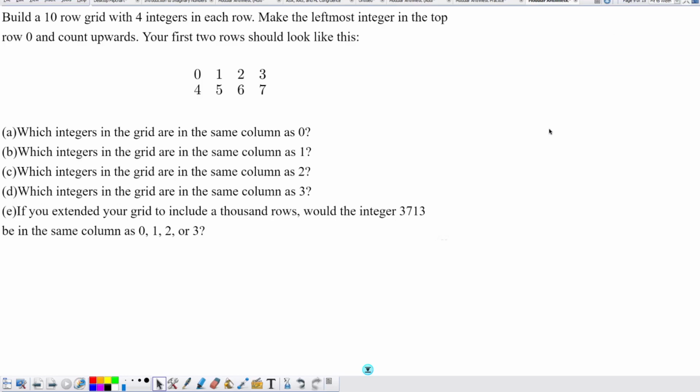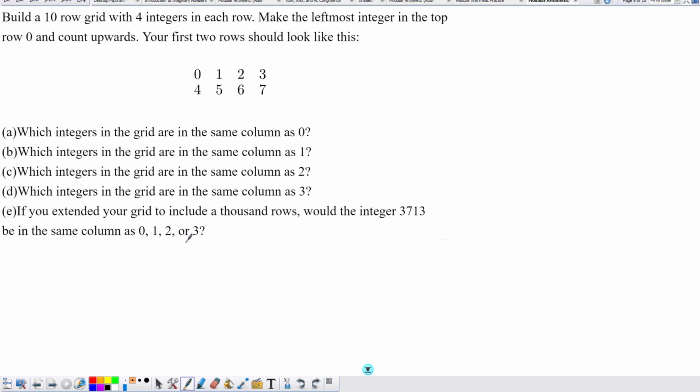Hello everyone. So, let's continue exploring this new arithmetic system of modular arithmetic with the following problem. Build a 10-row grid, 4 integers in each row. Make the leftmost integer in the top row 0 and count upwards. The first two rows should look like this: 0, 1, 2, 3. Next row, 4, 5, 6, 7.